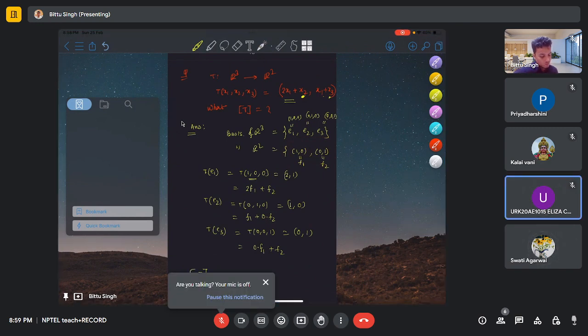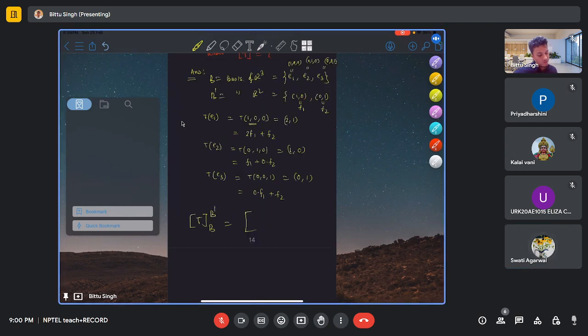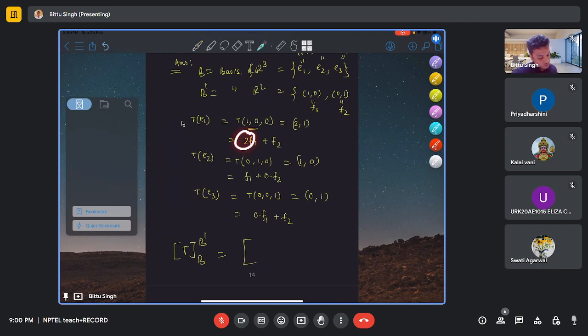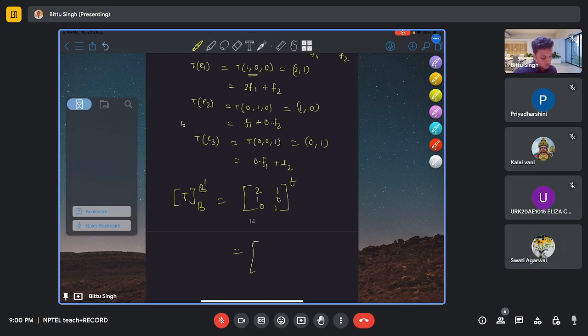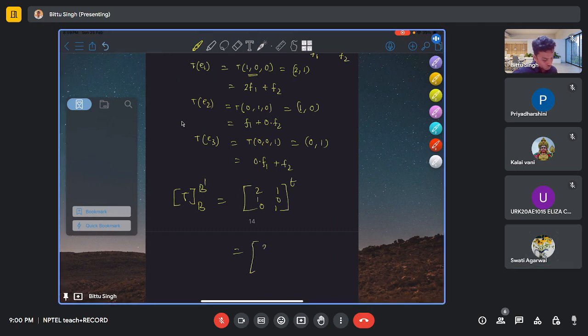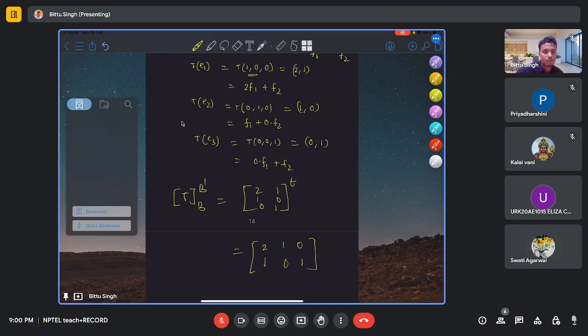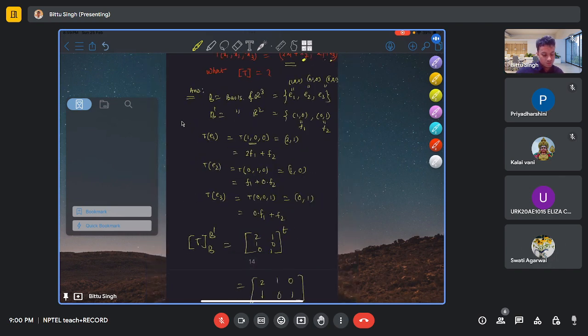So now the representation of T with respect to those bases. This is actually B, and this is actually B dash. The representation is the transpose of those entries (2,1), (1,0), and (0,1). So 2 1, 1 0, 0 1, transposed. Why do we need to do this transpose?